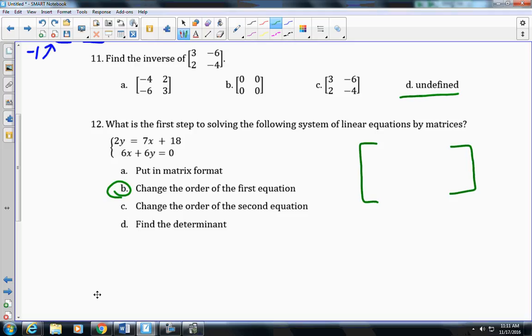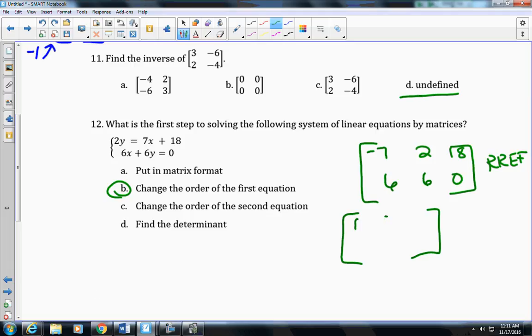You have to move the 7 over, and when you move it over, it becomes negative. So this would be negative 7, 2, 18, 6, 6, 0. Okay, now, when I put this in the calculator and I do RREF, I'm going to get what on the left-hand side? I'm going to get an identity matrix.